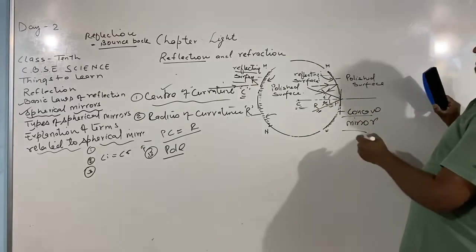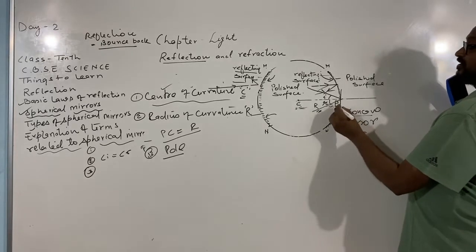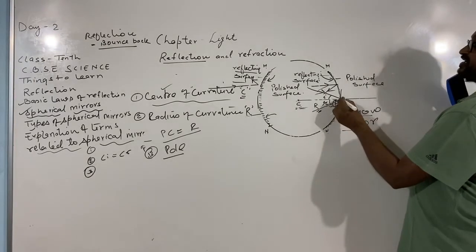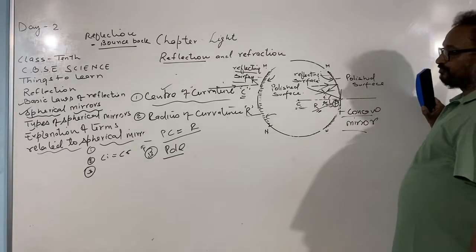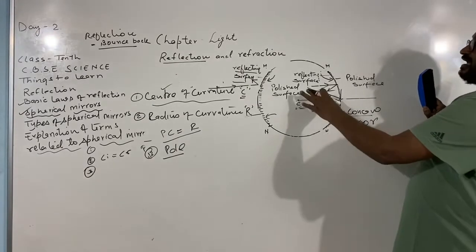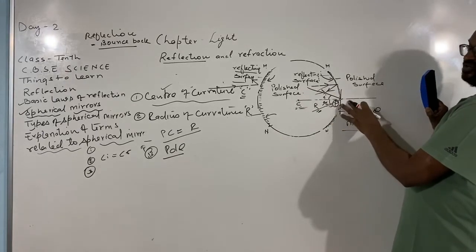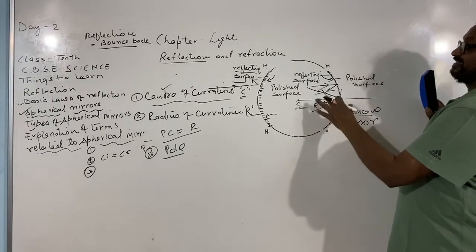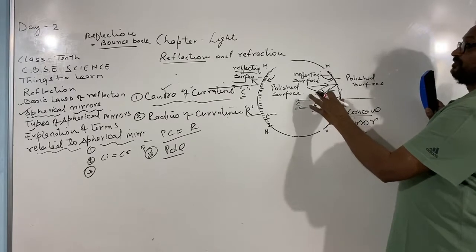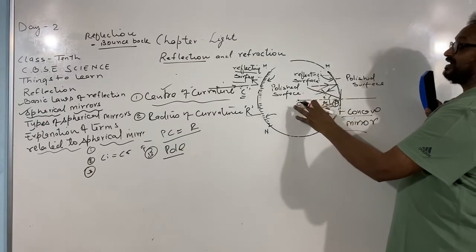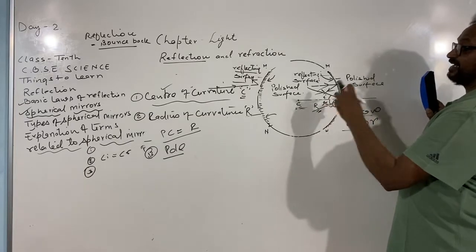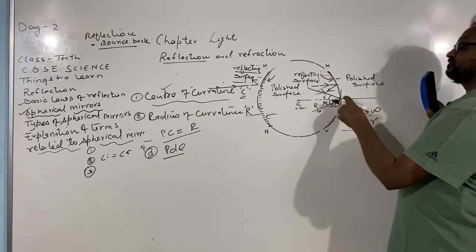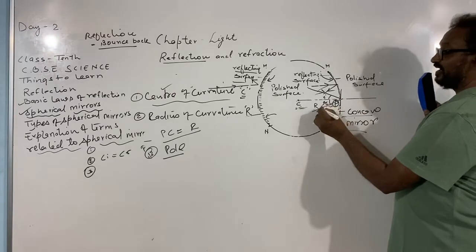On the basis of this, we can define pole as the point on the spherical mirror from where, when a ray of light is reflected, the angle between the incident ray and the principal axis is equal to the angle of reflection, that is the angle between the principal axis and the reflected ray.